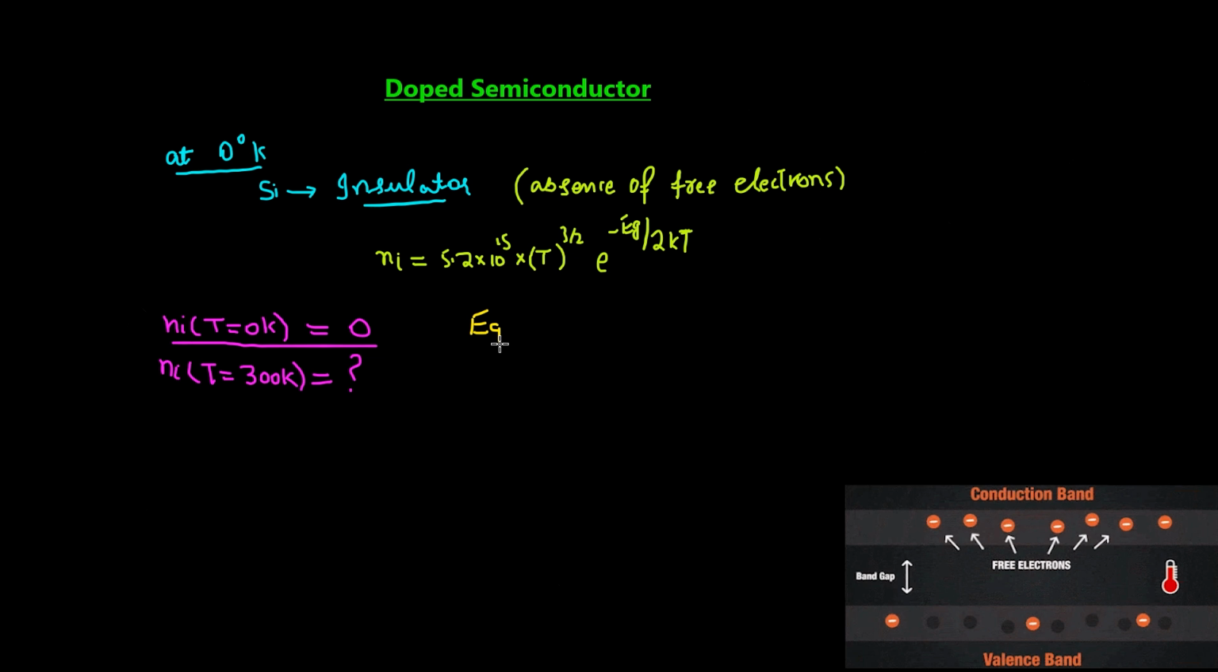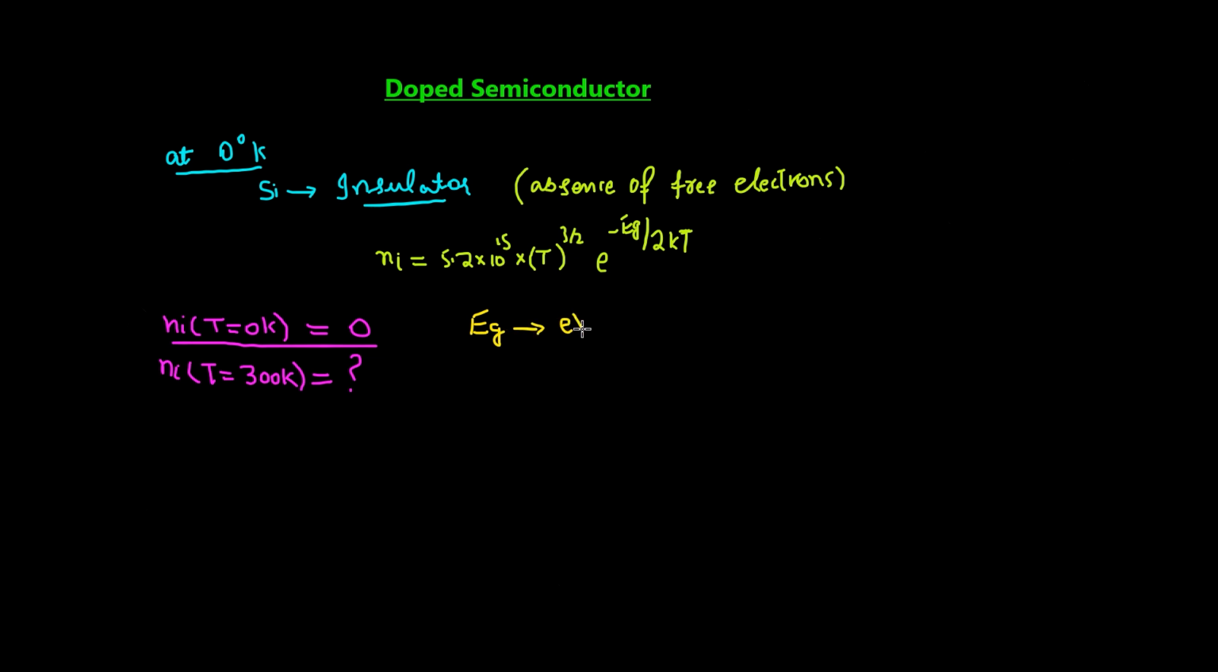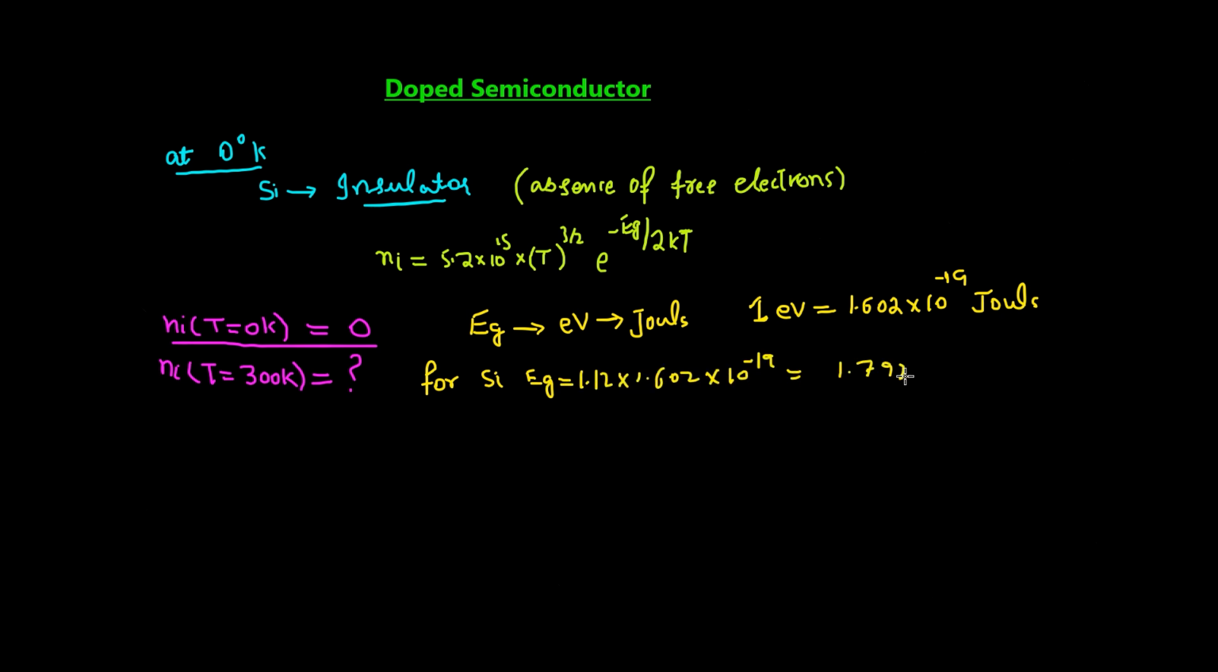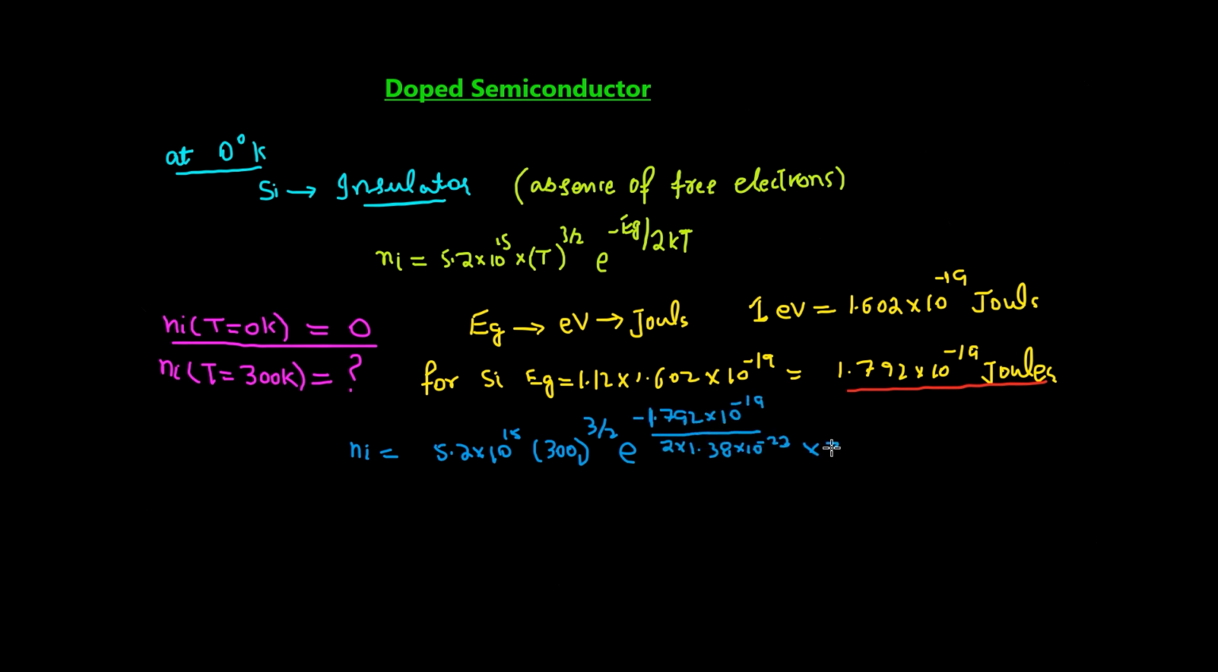For equation 1, first we will convert band gap energy Eg from electron volt to joules. As 1 electron volt is equal to 1.602 into 10 raised to power minus 19 joules, Eg in joules will be 1.792 into 10 raised to power minus 19 joules. Plugging all values in equation 1, we get Ni equals 1.08 into 10 raised to power 10 electrons per unit volume.